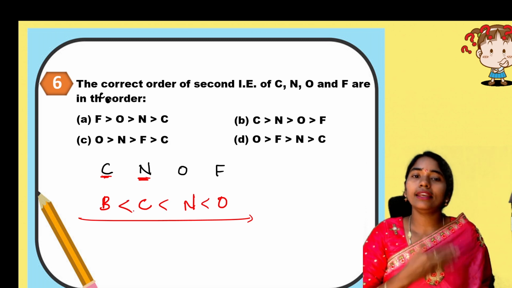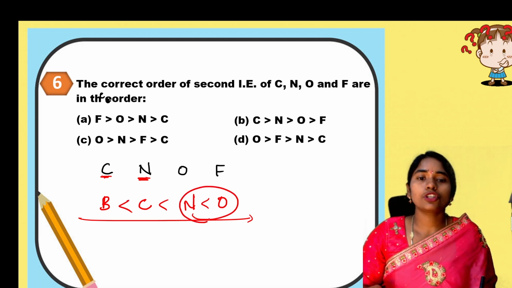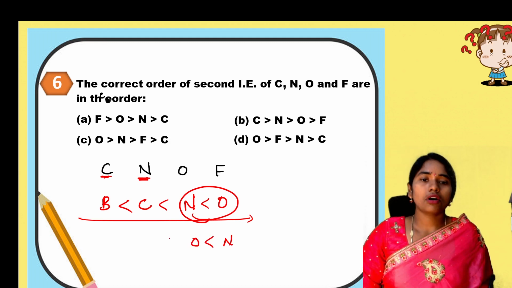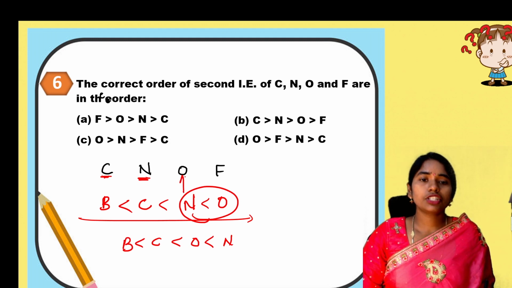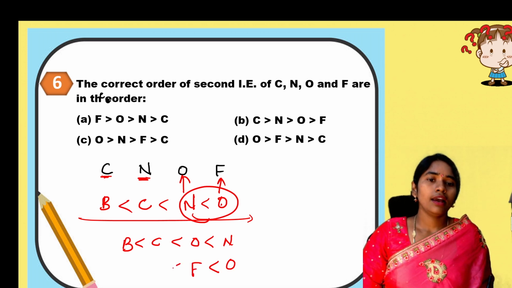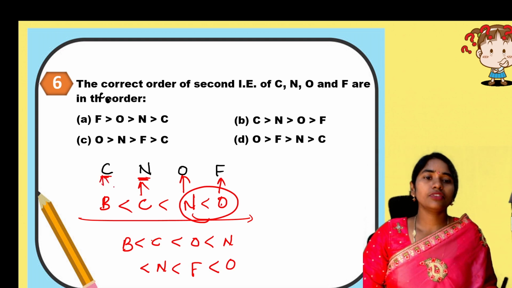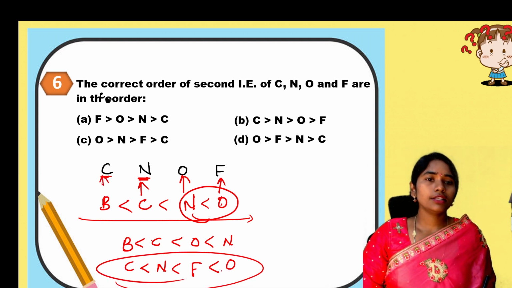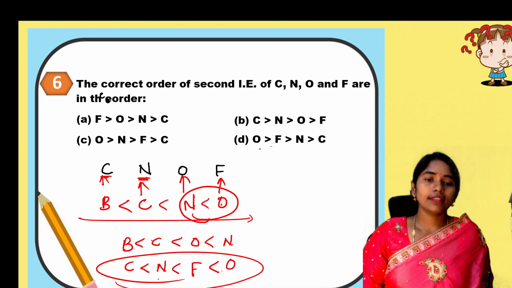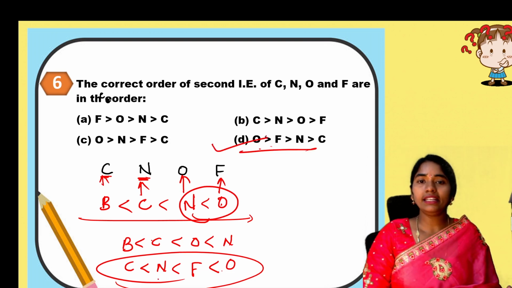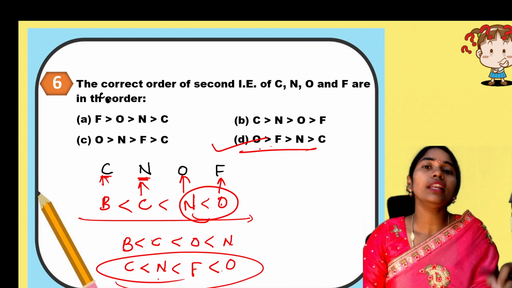Actually, left to right, IE increases, but there is an exception. Nitrogen comes to this position, oxygen, then carbon, and then boron. Now, nitrogen in the sense of which element? Oxygen. Oxygen in the sense of which element? Fluorine. Carbon means which element's configuration? Nitrogen. Boron means which element? Carbon. So carbon is more, and then fluorine, sorry, oxygen is more, and then fluorine, and then nitrogen, and then carbon. Option D. You can do this without any electronic configuration.